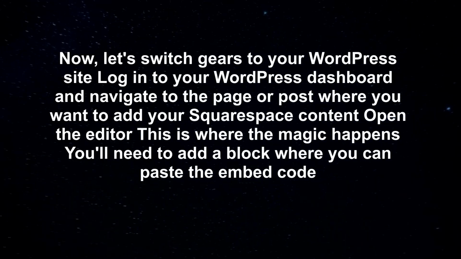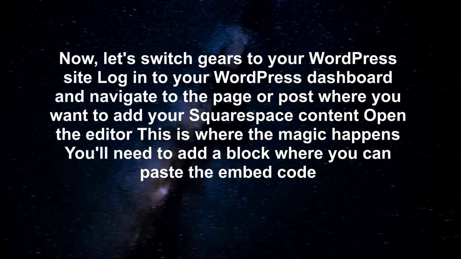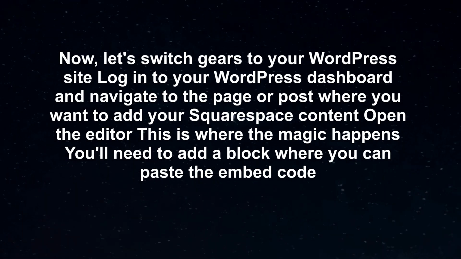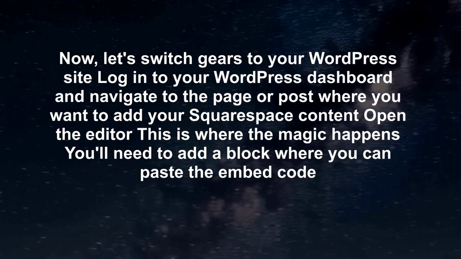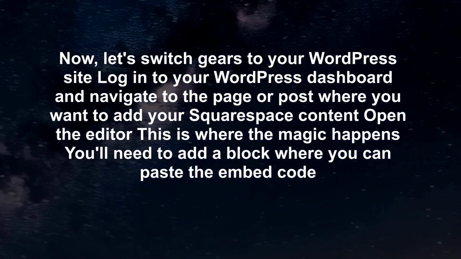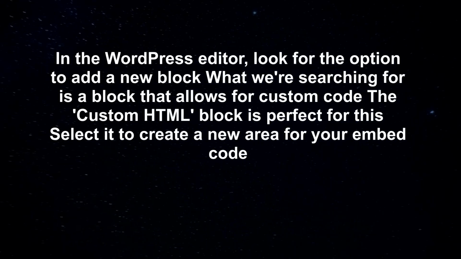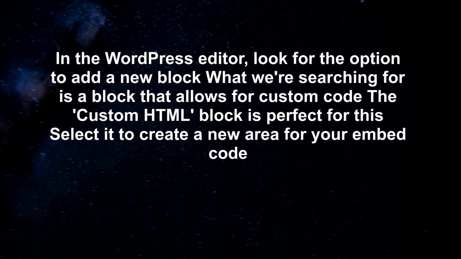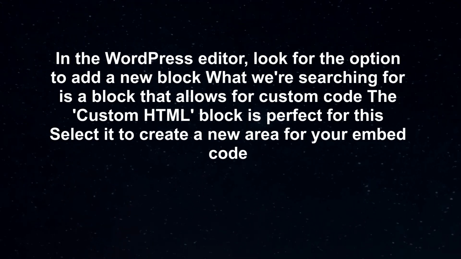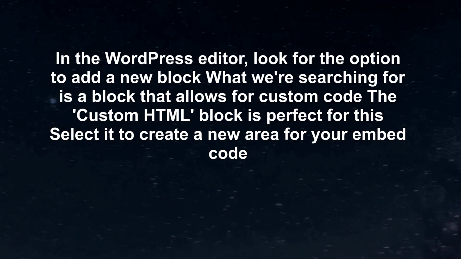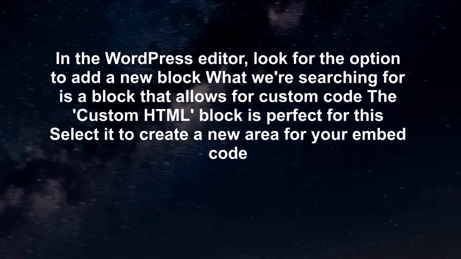Now, let's switch gears to your WordPress site. Log into your WordPress dashboard and navigate to the page or post where you want to add your Squarespace content. Open the editor. This is where the magic happens. You'll need to add a block where you can paste the embed code. In the WordPress editor, look for the option to add a new block. What we're searching for is a block that allows for custom code. The custom HTML block is perfect for this. Select it to create a new area for your embed code.